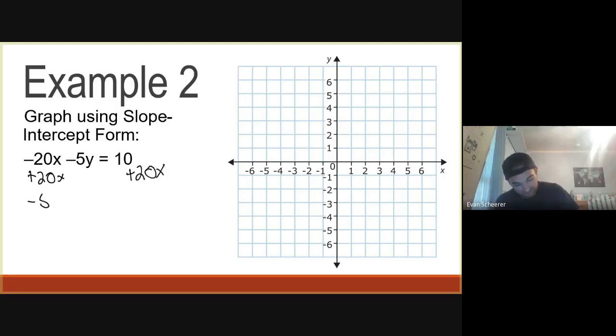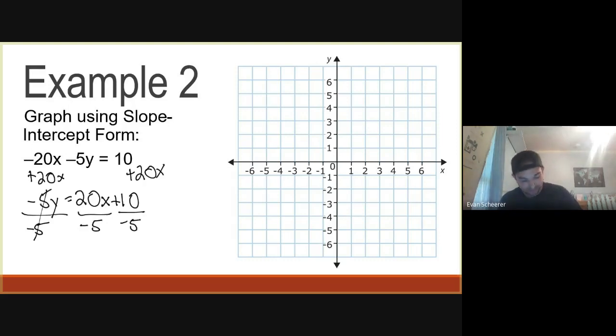That's going to give me negative 5y equals, I'm going to put the 20x first because that lines up with your y equals mx plus b. 20x plus 10. Now, I want to get rid of this negative 5. So I'm going to divide both sides by negative 5, which means I need to divide everything on the right side by negative 5. This gives me y equals negative 4x. 20 divided by negative 5 is negative 4. And 10 divided by negative 5 is negative 2. Y equals negative 4x minus 2. So now I need to graph that.